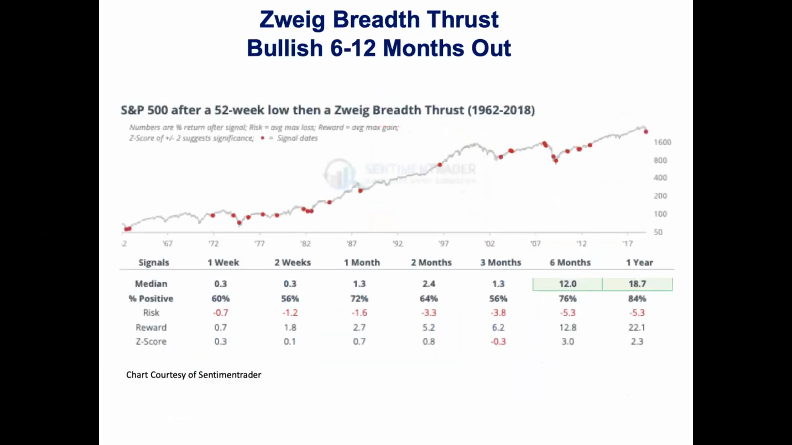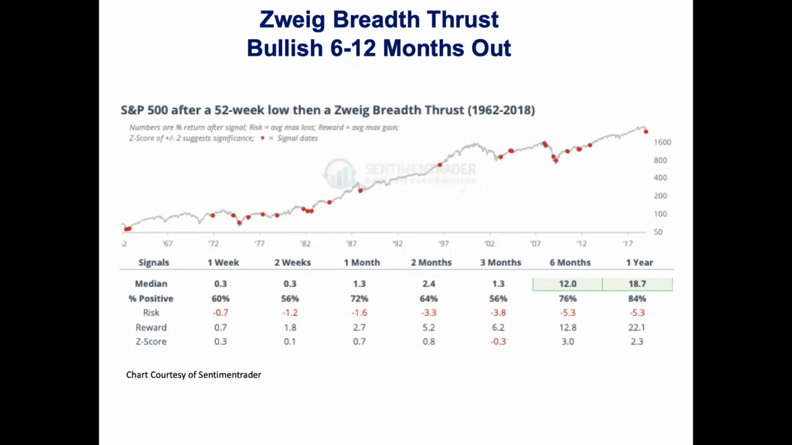So let's see how bullish that is. This is a chart of the Zweig breadth thrust going back to 1962. This is 56 years of data. Every red dot is an example of a Zweig breadth thrust. And the key columns to focus on here are the last 2 on the right. Over 6 months and 12 months after a breadth thrust, and that happened in January, 80% of the time the market is up. A year later, and the average gain, actually the median gain, 19%.